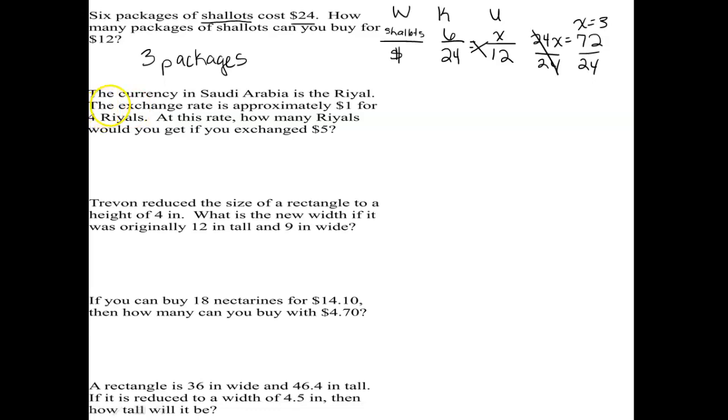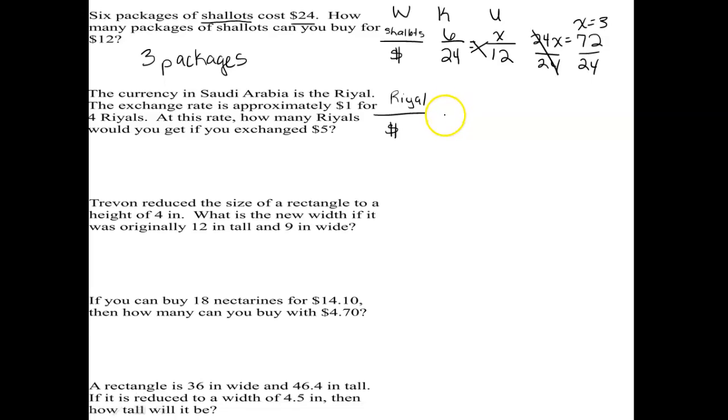All right, let's do this next one. The currency in Saudi Arabia is the rial. I'm probably saying that wrong. Sorry, y'all. The exchange rate is $1 for 4 rials. I need to go and look that up. I'll be back. Okay, it is a rial. All right, so the currency in Saudi Arabia is the rial, and the exchange rate is $1 for every 4. So we have the rial to the exchange rate. Or you could do it the other way around.